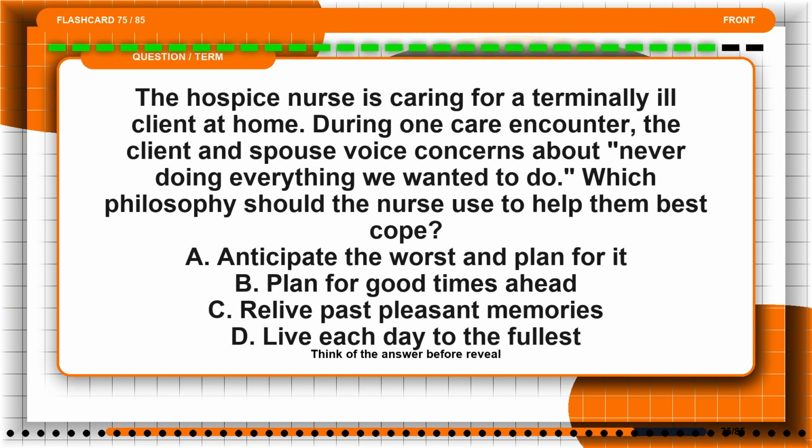Flashcard 75. The hospice nurse is caring for a terminally ill client at home. During one care encounter, the client and spouse voice concerns about never doing everything we wanted to do. Which philosophy should the nurse use to help them best cope? A. Anticipate the worst and plan for it. B. Plan for good times ahead. C. Relive past pleasant memories. D. Live each day to the fullest. Think of the answer before the reveal.